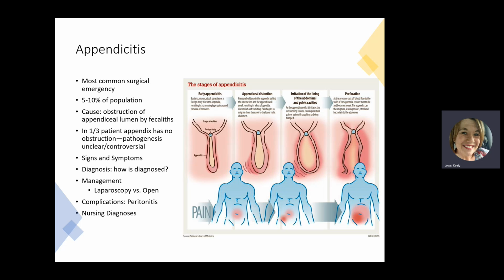assess is rebound tenderness. Rebound tenderness is when the physician will push lightly on it. When they let go, that's when the patient has the most pain because of inflammation. So inflammation causes that area, once it has been pushed down and occluded, to bounce back. And that bouncing back causes a lot of pain for that patient. Again, nausea, vomiting, can have fever.